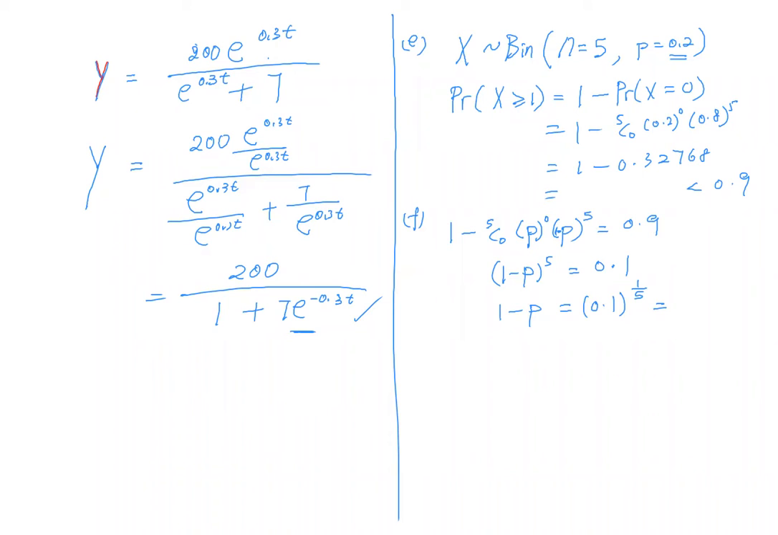So I got 0.63096. So P will be equal to 0.36904. So therefore, minimum P is 0.3... I will put as 0.37. If I want to round off, I will put 0.370. Because if you put 0.369, it's not rounded up.